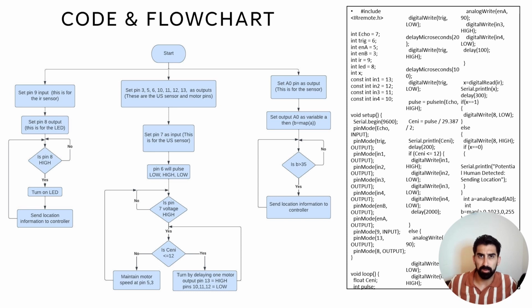In the middle of the flowchart, we can see the ultrasonic sensor and the DC motors. When an object is less than or equal to 12 centimeters, that is going to trigger an action of delaying the motor output on one side, which will effectively turn the HG1 robot away from the object and allow it to continue on its path. On the right-hand side, we can see that if the gas sensor value exceeds the preset value of 35, it will automatically send a location signal back to the controller to notify the first responders of the hazardous area.